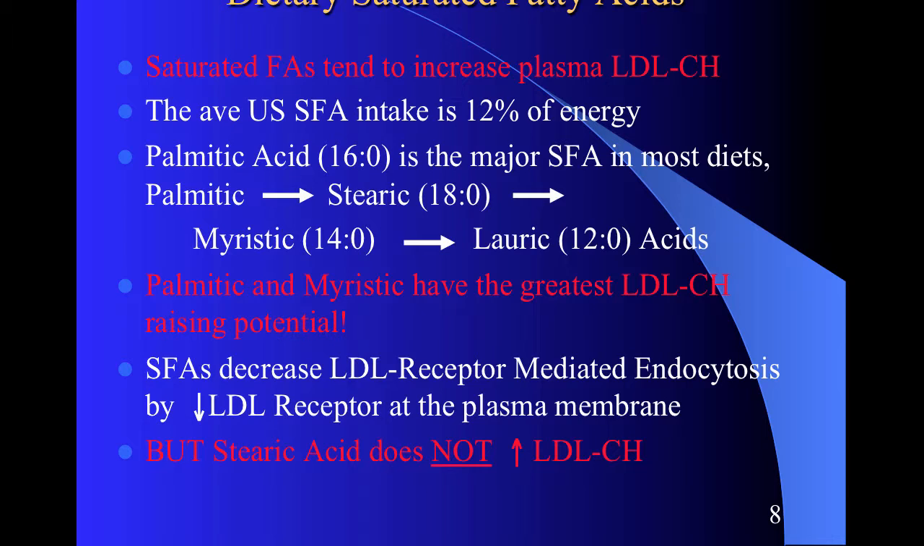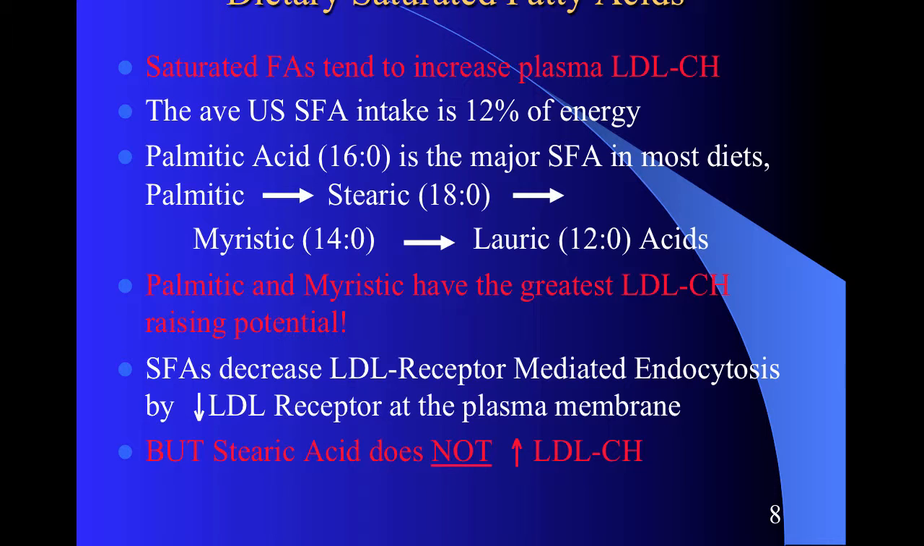The average U.S. saturated fatty acid intake is 12% of energy, right? And it should be less than that. Now, of the saturated fatty acids, palmitic acid, which is the C16:0, is the major saturated fatty acid in most diets. So as far as amounts, palmitic tends to be the most significant, then stearic, then myristic, and then lauric. Here's the problem.